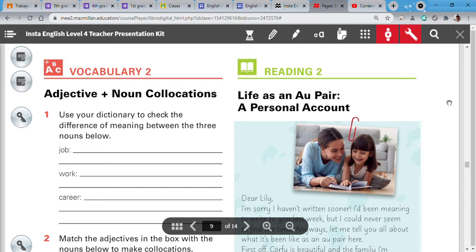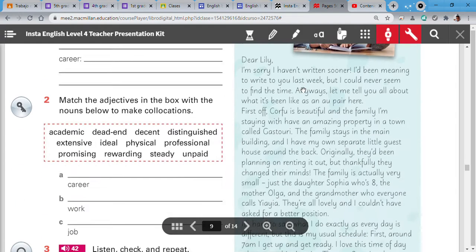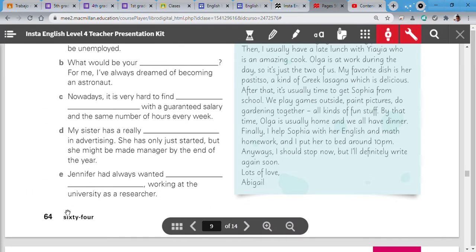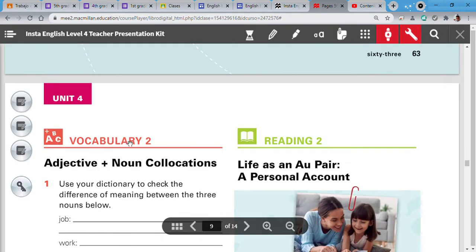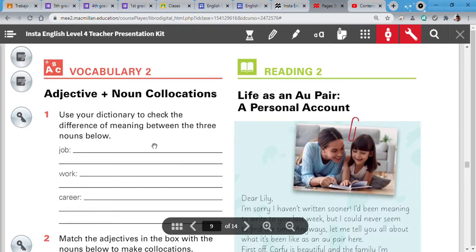So, we're with our book Insta English number 4 and on page 64. In this part, we're going to start with vocabulary number 2, adjective plus noun collocation. This is going to be our first topic. Number 1. Use your dictionary to check the difference of meaning between the three nouns below.